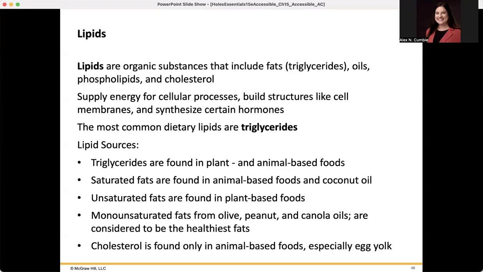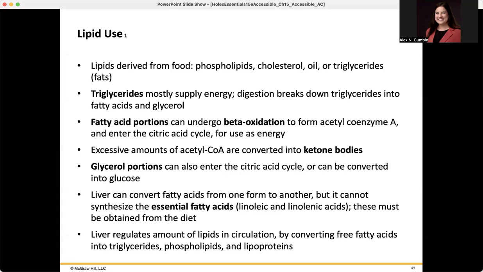Lipids are the next macronutrient. You could also term this a macromolecule for any of these. Our simple kind of fats are triglycerides. Triglycerides can be found in a number of different sources from plants and animals. The main focus is that triglycerides, being fats, supply energy when we break them down. Do not worry about this extra stuff here. I'm not going to test you on this.